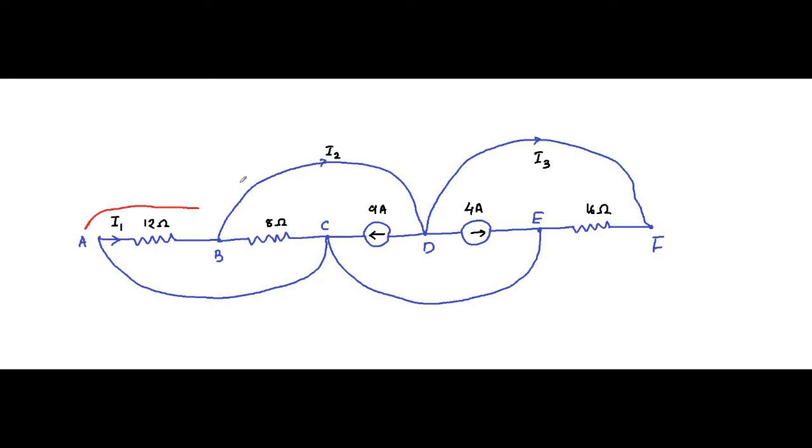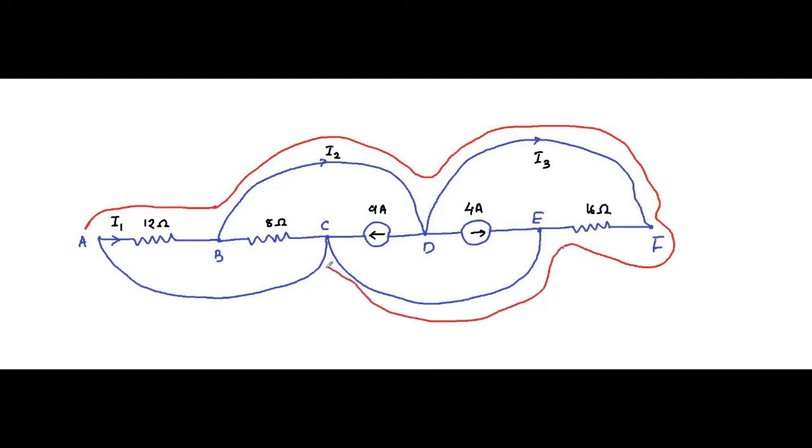Then we are moving in this direction to B, then to D, then to F, then to E, then to C, then back to A. This is the direction of the KVL path: A, B, D, F, E, C, A.